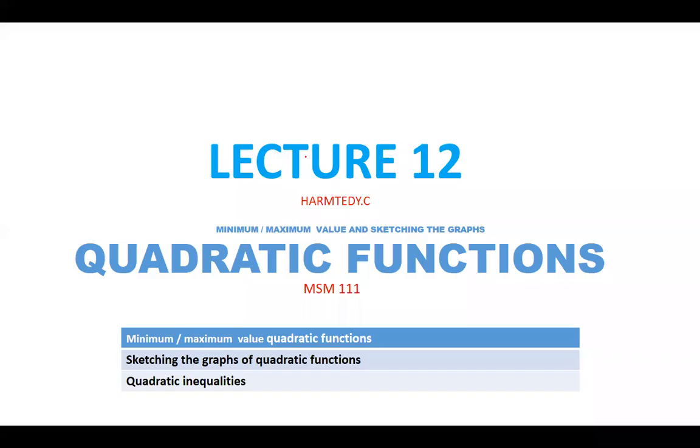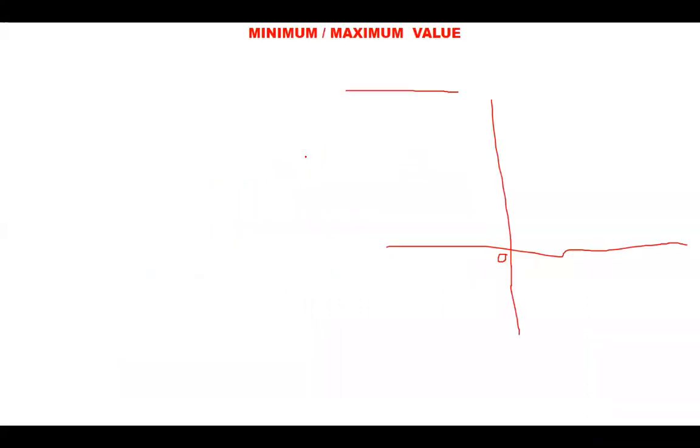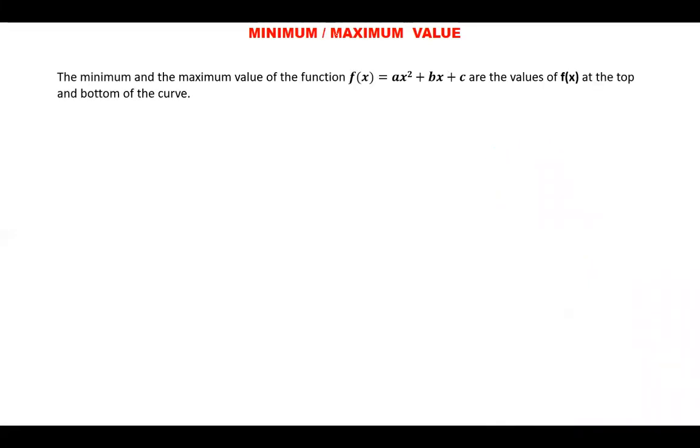We're doing quadratic functions, and we're dealing with the minimum and the maximum value and the sketching of the graphs. So this is what I was just illustrating here. When we talk about the minimum or the maximum, we're talking about the turning points, meaning these are the points at which the curves are turning. It can either be the minimum or the maximum value. So this is what we're talking about.